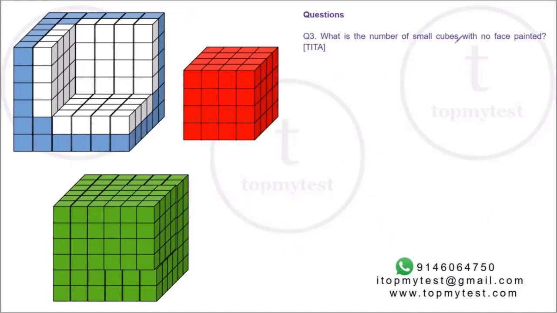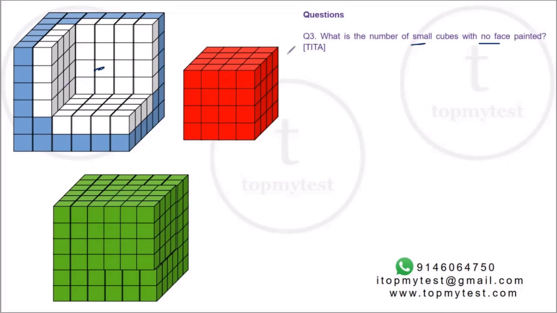Question number 3. What is the number of small cubes with no face painted? Small cubes with no face painted. Again, because of the problem, if it was a large cube, we would have directly done from a 6 cross 6 cross 6, it will become a 4 cross 4 cross 4, and my job is done. Right? Unfortunately, the cube is broken, and this piece ideally would not have had any color on it, but it has now white on it. Right? So you'll have to discount those pieces. Okay, instead of that, let's count the pieces.